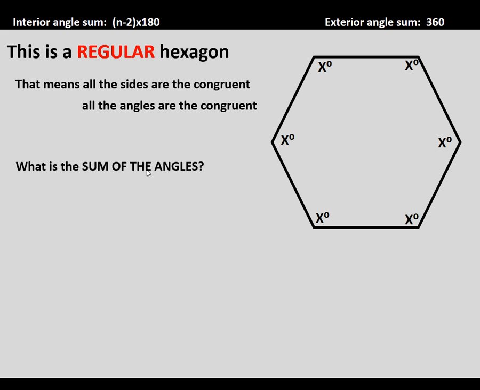So what's the sum of these angles? No problem. We just use our n minus 2 times 180 to figure out what they're supposed to add up to. In this case, 6 minus 2 times 180 will give us 720. So that's what these angles are supposed to add up to.